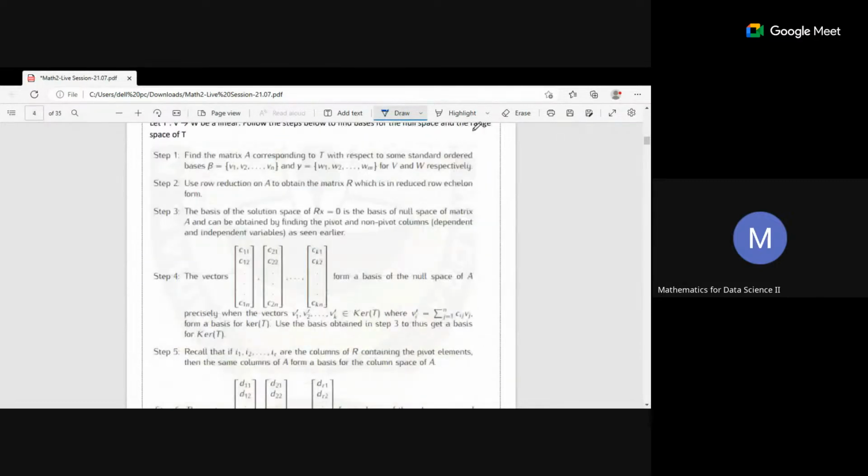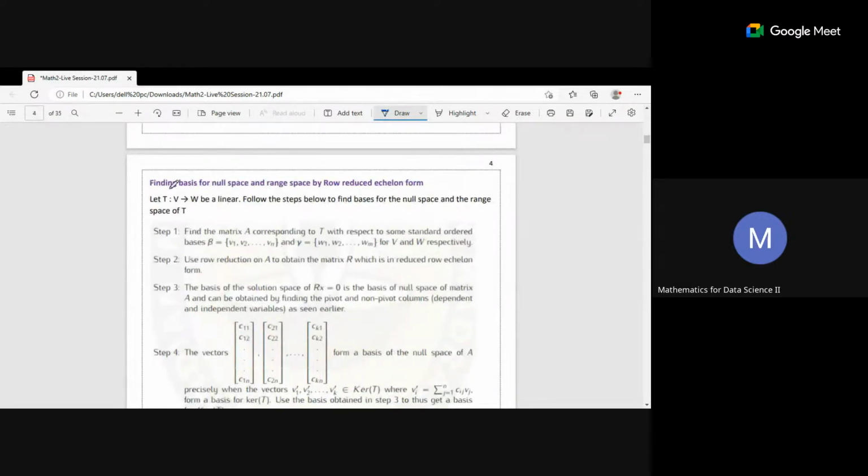Okay, so the next topic we are going to see today is finding a basis for the null space and range space by row reduced echelon form. Given a linear transformation, how to find a basis for the null space and the range space of this transformation T. For this we are going to use row reduced echelon form. So what are the steps involved? The first step is that we have to find the matrix A corresponding to a basis for the domain and a basis for the codomain. Usually we consider the standard ordered basis.